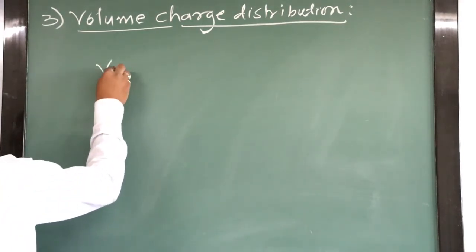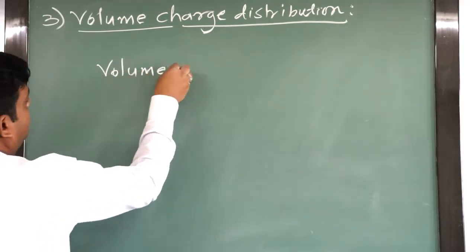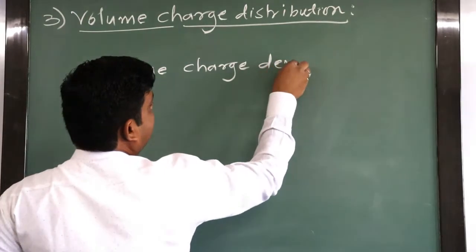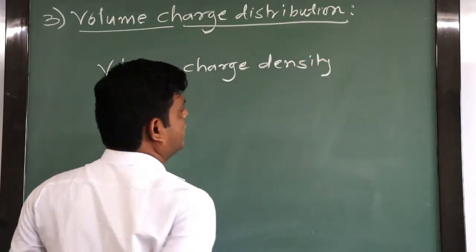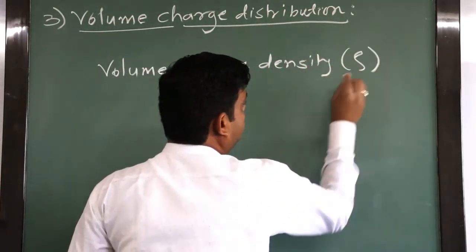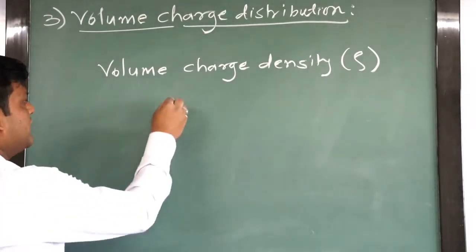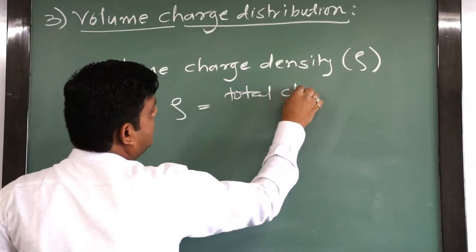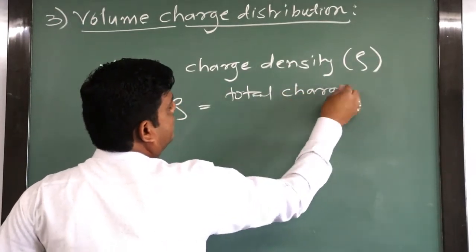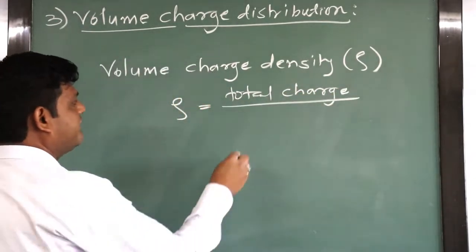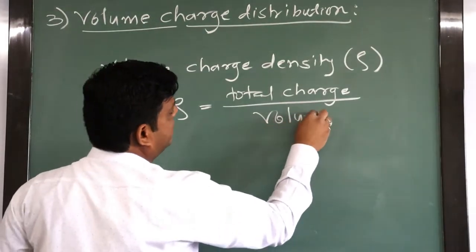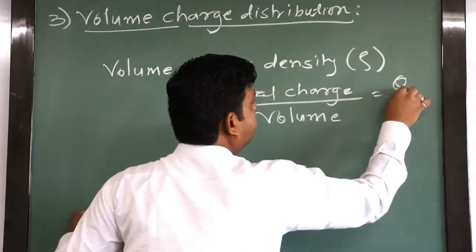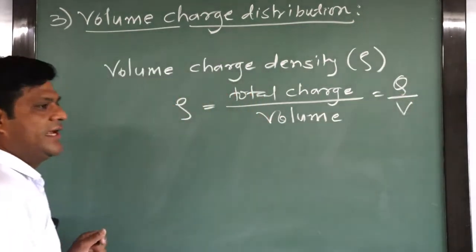Volume charge density is denoted by the letter rho, right? What is the formula for that? Rho equals total charge inside the volume divided by volume, capital V we can write. So charge by V, that we can write.